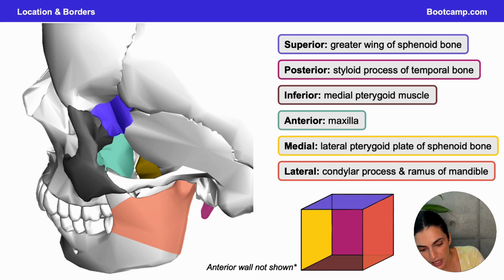And then here we can see the regions of the maxilla that are going to form the anterior border. And then also we can see that medial border here, again, closer to the midline, that's going to be formed by the lateral pterygoid plate of our sphenoid bone. So the sphenoid bone is going to be contributing to our superior border as well as our medial border. And then we can see again the mandible here with the condylar process and the actual ramus itself are going to be forming the lateral borders.